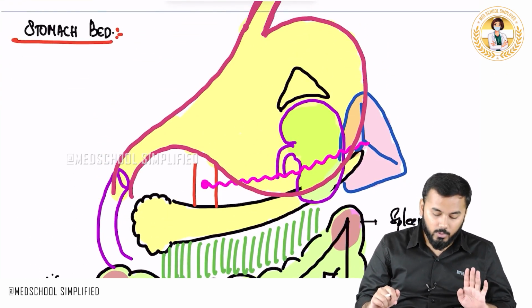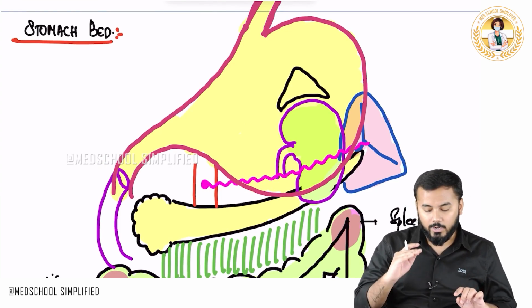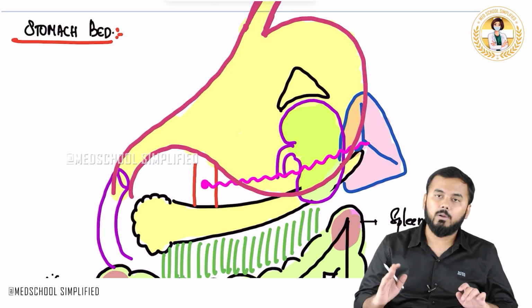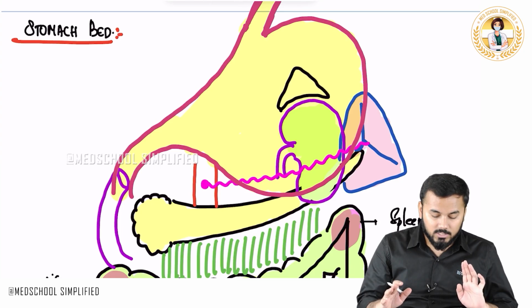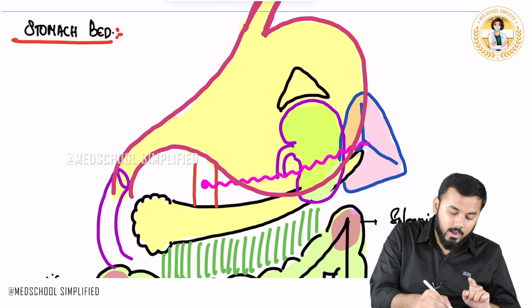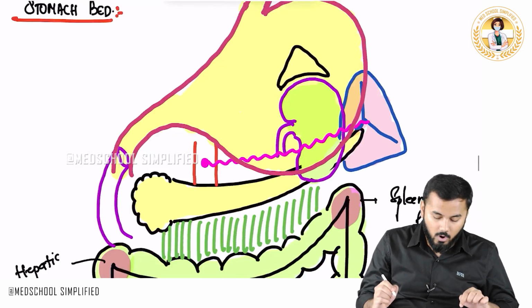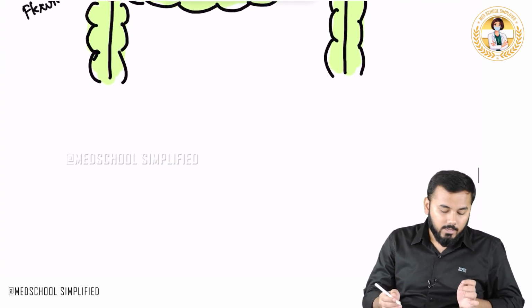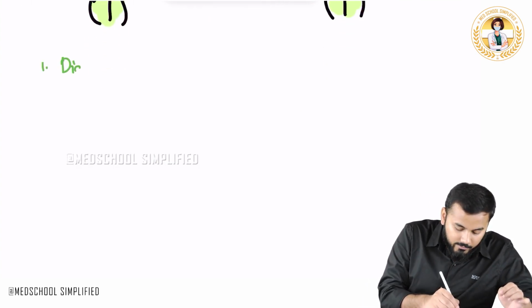Now if you look at this picture, guys, tell me, what are the structures located under the stomach bed, behind the stomach? Let us discuss all of them one by one. I'll also tell you the mnemonic at the end. The first important structure which we have is the diaphragm.